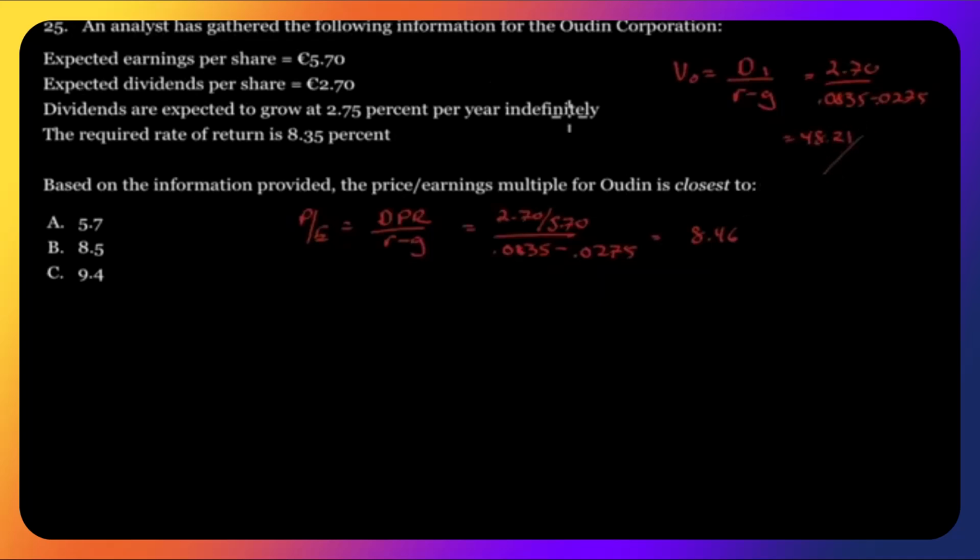48.21, and if we divide that by our expected earnings per share, 5.70, that's P. So our numerator is P, our denominator is EPS, earnings per share, price divided by earnings per share. That'll give us a PE multiple, 8.46. We get to the same thing. What do we have? 8.5. Can we take the 8.5 and be happy with that? I think so.